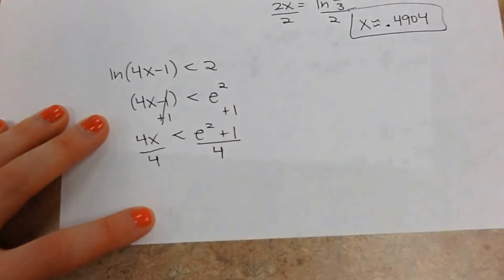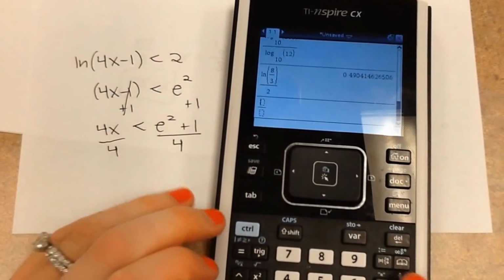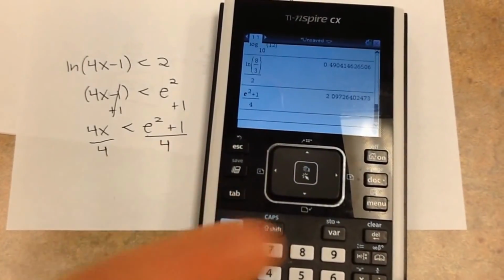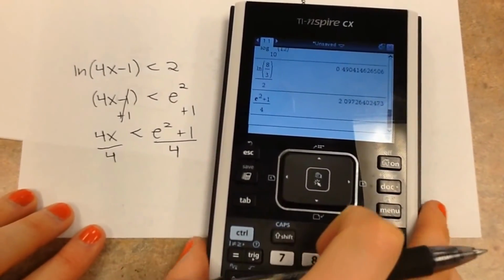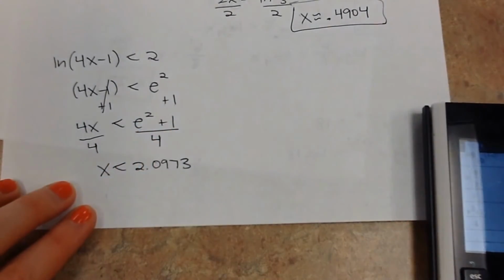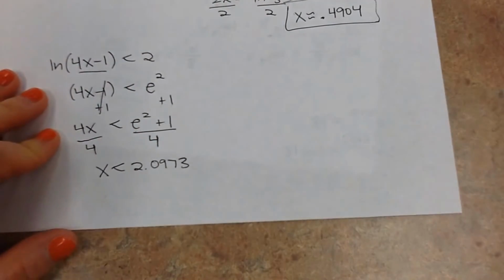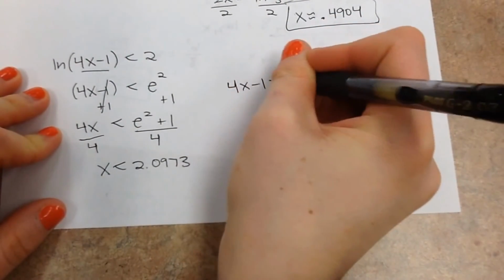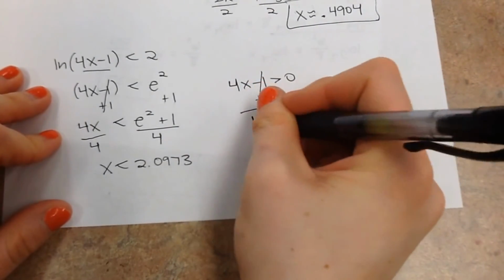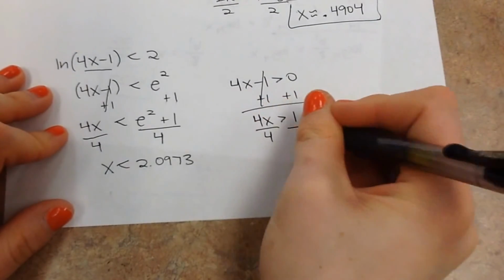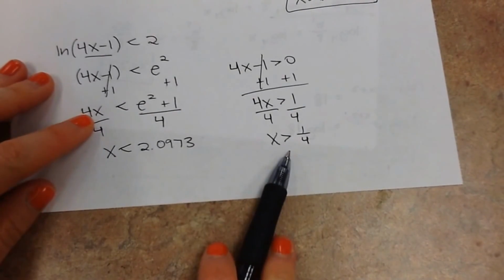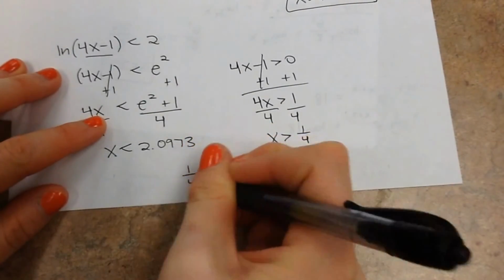Divide both sides by 4, so I'm going to get some funny decimal value. So it looks like this, e to the second plus 1 divided by 4 is that value, whatever that value is, 2.0973. And then remember with these inequalities, I also have to make sure that this is going to be positive. So I'm also going to set that inside greater than 0, which I always have to do with these inequalities, because I'm not allowed to plug in anything that's negative into a logarithmic equation. Okay, so I also get that x has to be greater than 1/4. So it has to be greater than 1/4, but also less than this number. So I'm going to set up a 3-piece inequality.